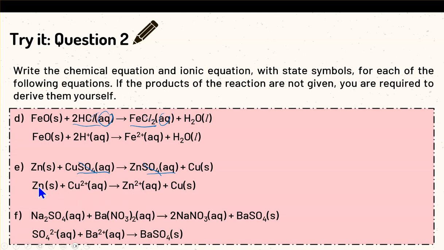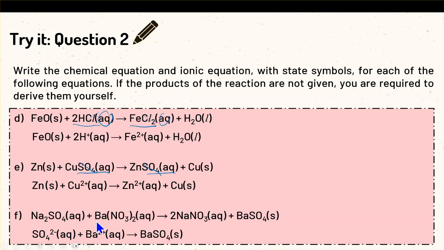Now let's check. Zinc 1 and 1, copper 1 and 1 is balanced, but the charges, let's check charges. Copper, there's 2 plus here. When you check the charges, you don't care who the charges belong to. You just need to check the total charge on the left is 2 plus, the total charge on the right is 2 plus. 2 plus and 2 plus, they're balanced, equal.